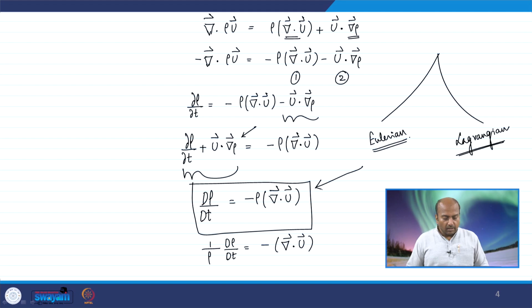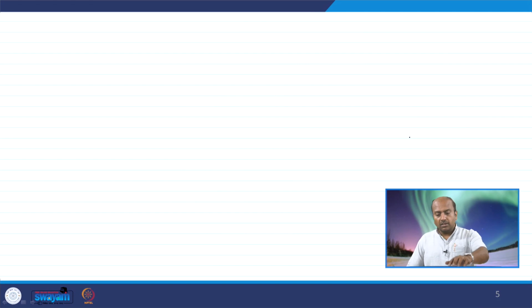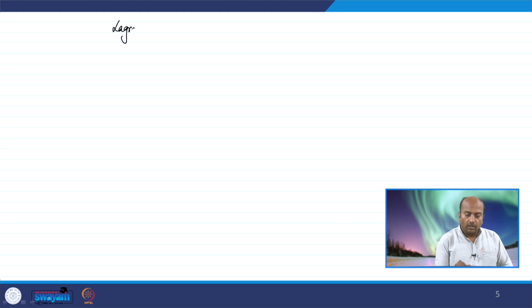So having said that, let us see with simple mathematics how we can derive the Lagrangian form of continuity equation. Let us write it as the Lagrangian form of continuity equation.